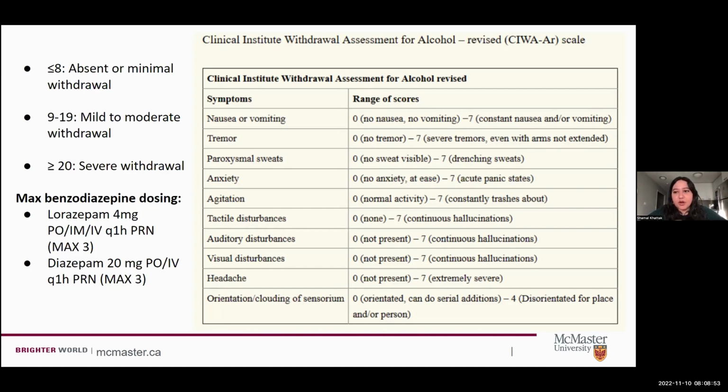And the way that our protocol is set up is that if someone triggers a high score, meaning greater than 8, they would receive 4 milligrams of lorazepam or 20 milligrams of diazepam every 1 hour as needed. But the protocol does max out at maximum of 3 doses, after which point nurses are required to call the MDs for further dosing of benzodiazepines from this protocol.